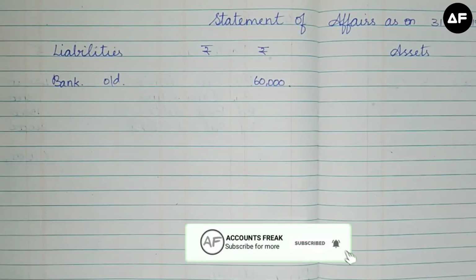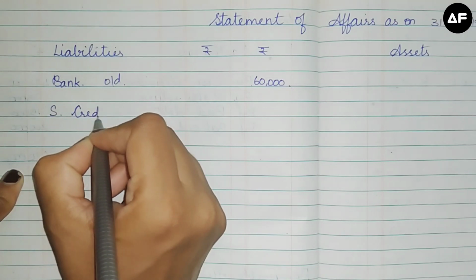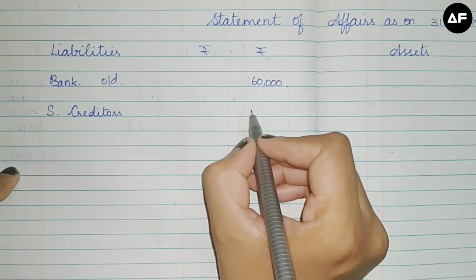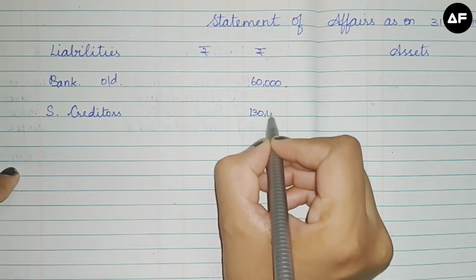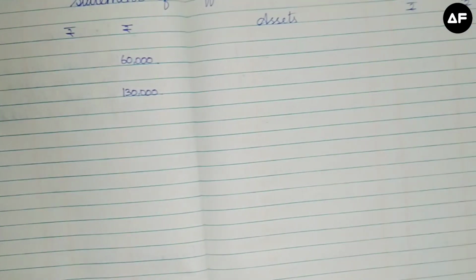Next is going to be sundry creditors. So sundry creditors, that is 1,30,000. So these are the two liabilities. Now let's move on with the asset side.